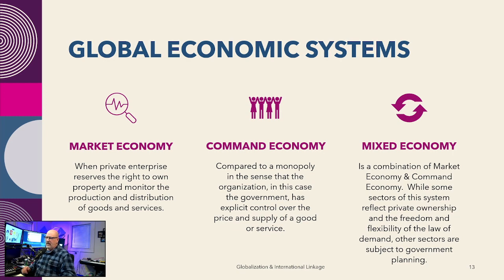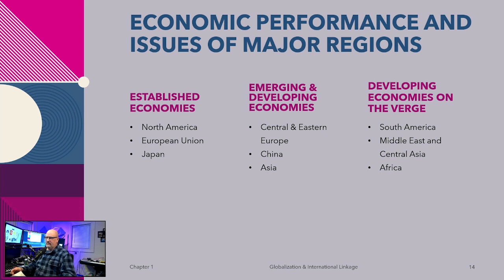And then the third one is mixed economy. This is a combination of market economy and command economy. While some sectors of this system reflect private ownership and the freedom and flexibility of the law of demand, other sectors are subject to government planning. All right, so these are your three global economic systems.